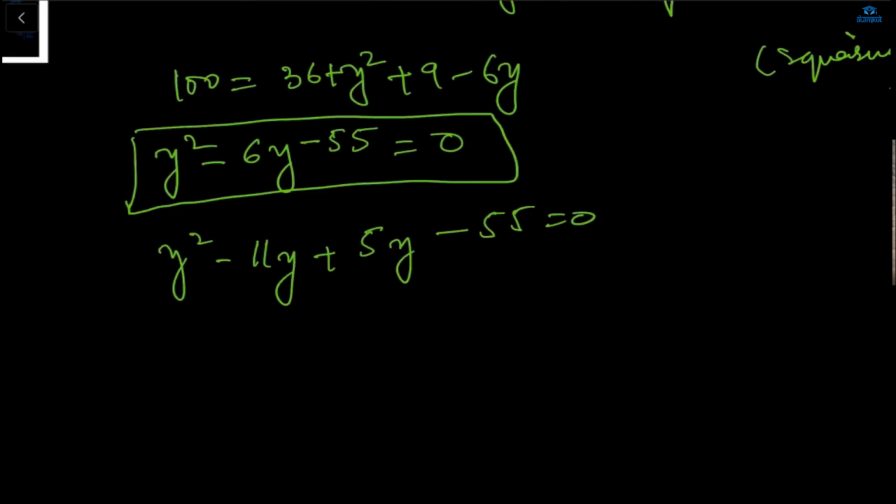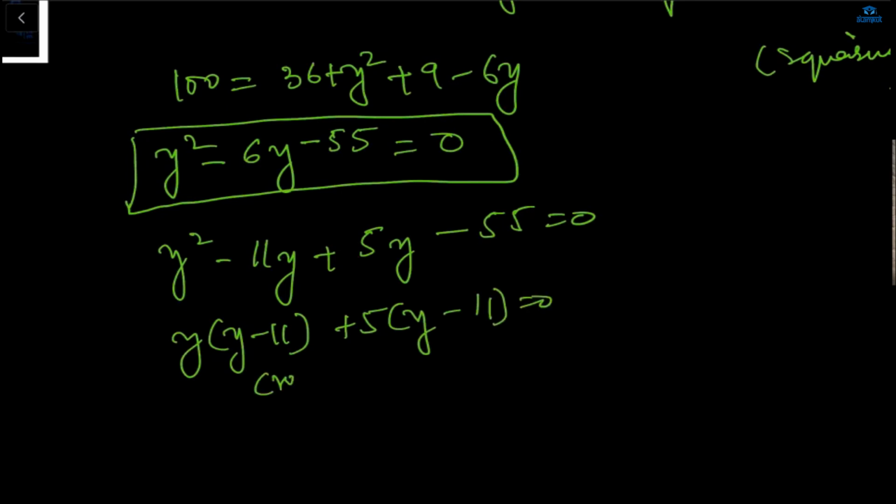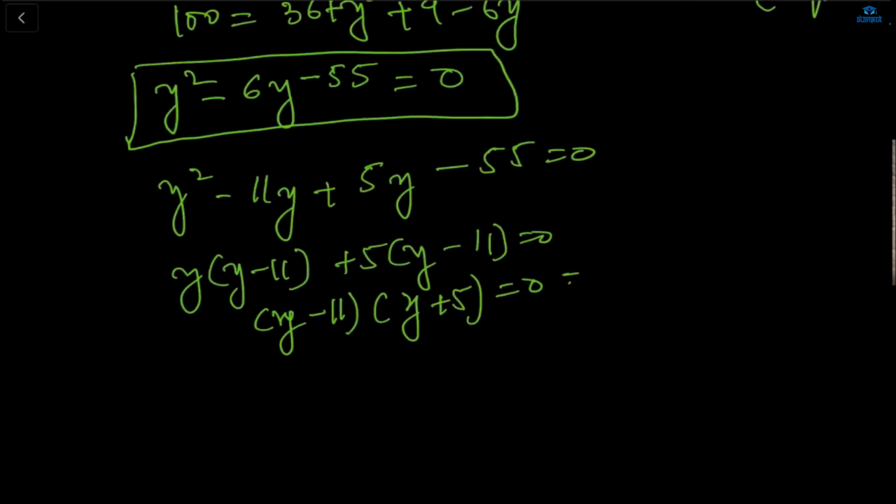So what will we get? y (y minus 11) plus 5 (y minus 11) is equal to 0. So we will get (y minus 11) and (y plus 5) is equal to 0. So y is equal to 11 and y is equal to minus 5. Now which value are we going to pick?